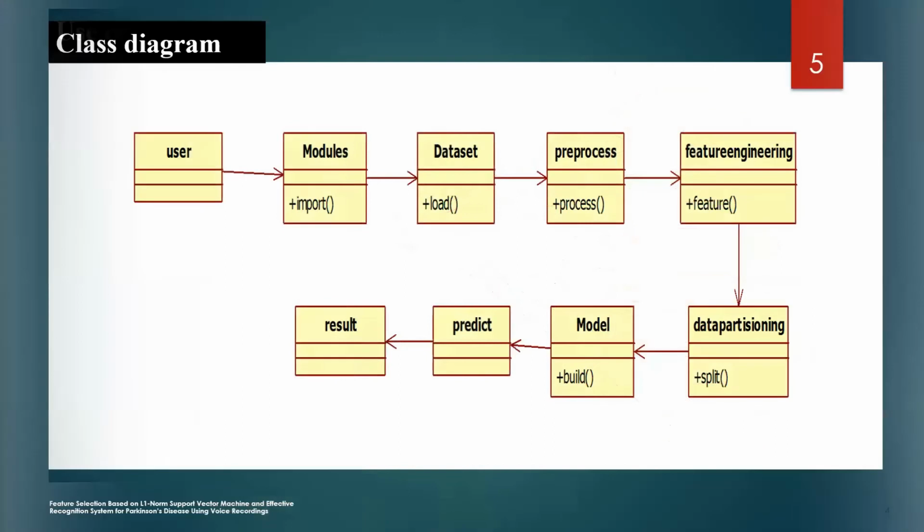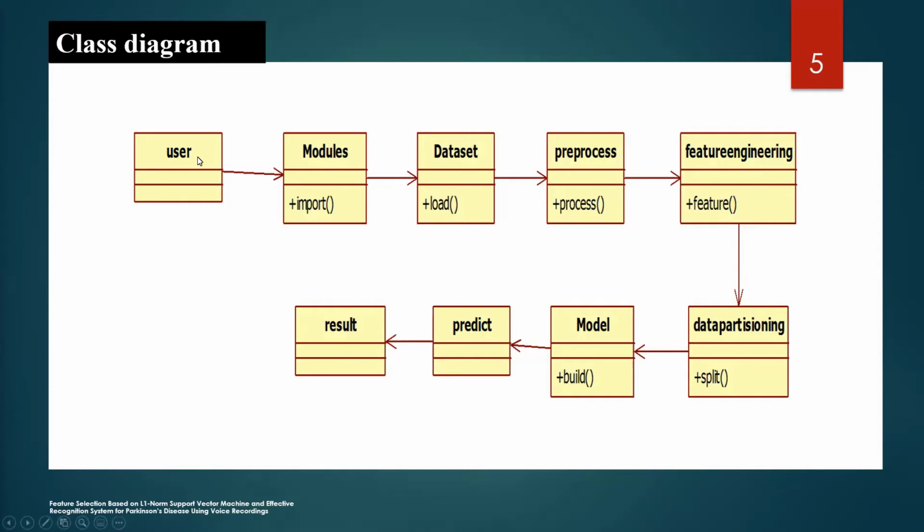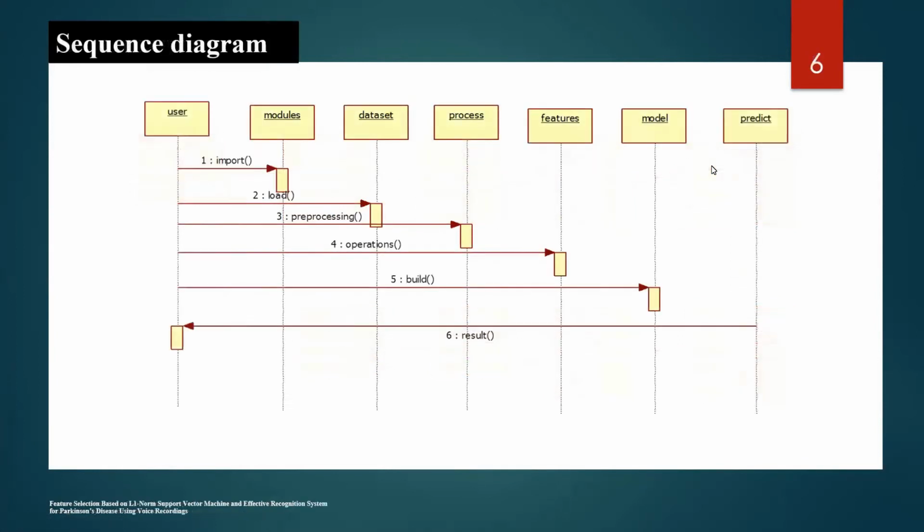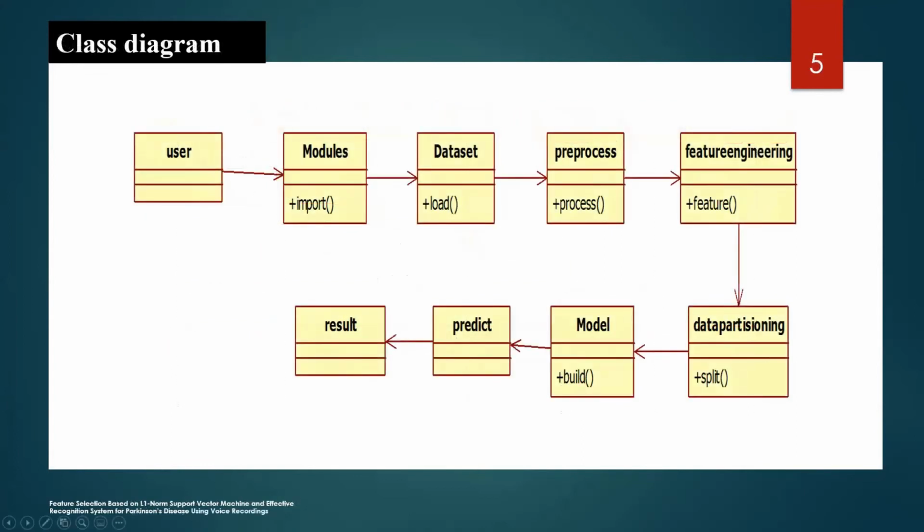Then this is the class diagram. Classes in a class diagram are represented by boxes. There are three parts. The top one contains the class name, the middle one is attributes, and the third one is functions. First the user, and then it goes to modules and dataset and preprocessing and feature engineering. Then data partitioning and model and predict and result.